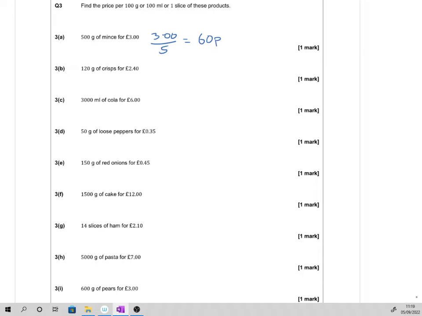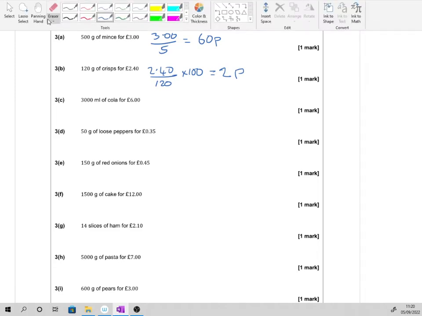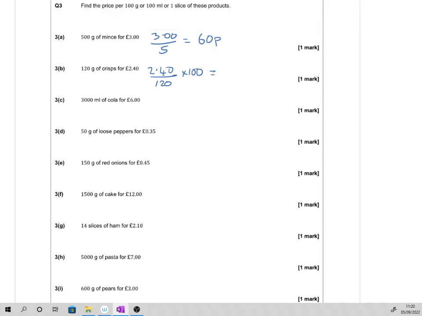Right, so it's going to be more complicated now. We need to find 100 grams. So what I'm going to do here is I'm going to do 240 divided by 120 and then times it by 100, because that will find out how much a gram is, and then I multiply by 100 and I get 100 grams. Okay, so 2.4 divided by 120 times 100 is 2p. That's wrong. £2, isn't it? 2p, what am I talking about? £2.